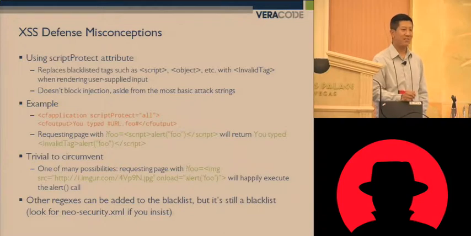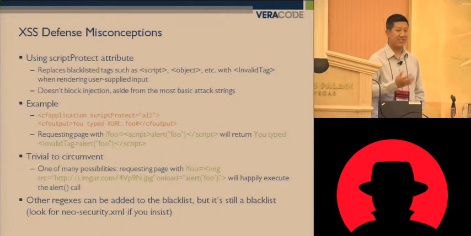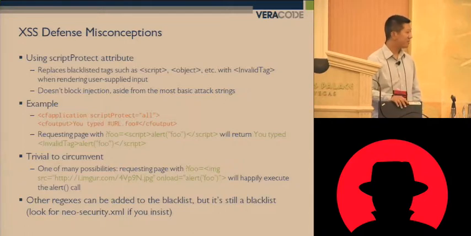The image isn't blacklisted, so it happily passes straight through script protect and loads that image in the source tag, and as soon as it's done loading the image, it'll run alert foo. And this is just one of many examples. Because it's a blacklist, you could use basically any tag that accepts an attribute that can contain JavaScript. So this is really, really easy to circumvent, yet it's touted as this major defense.